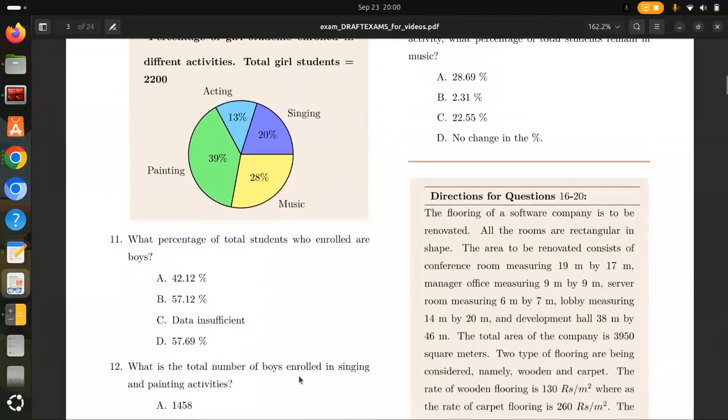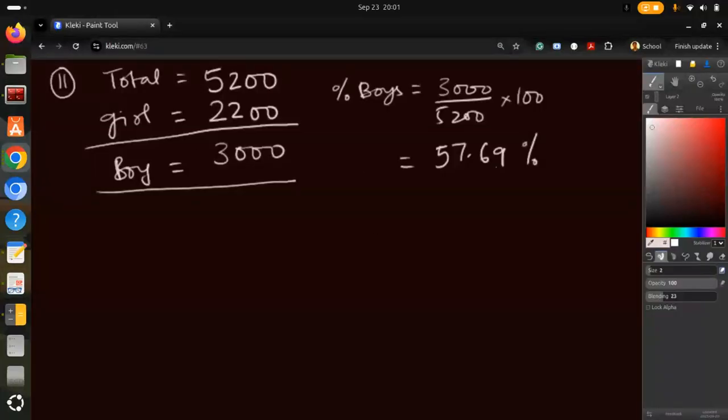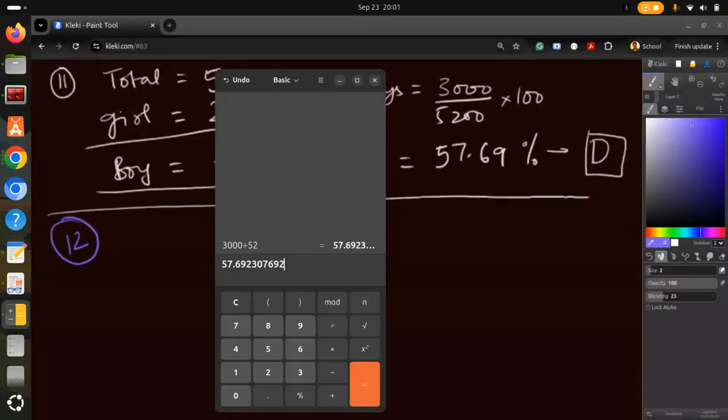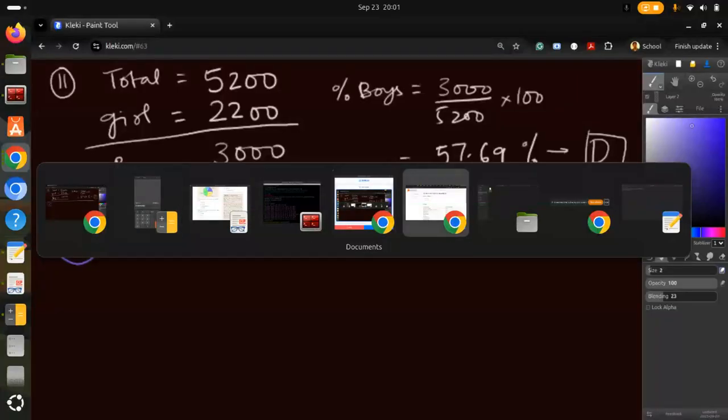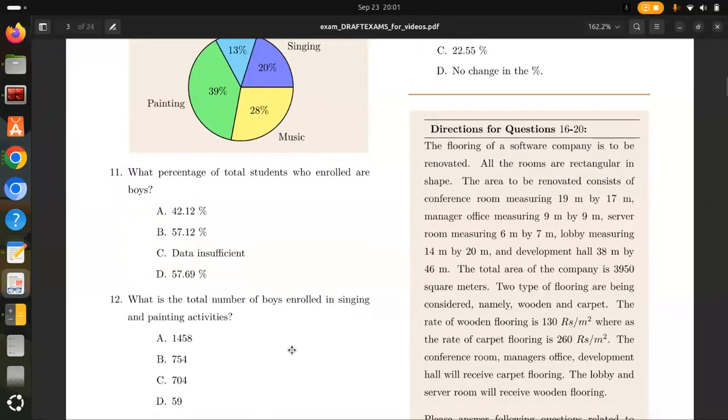So if you see, yeah, option D is 57.69. So I can directly consider that as my answer. So this is option D for question number 11. So let's now go to the next question. So question number 12, let us work on it. Again, you can pause the video, read question 12, and you can try answering it.